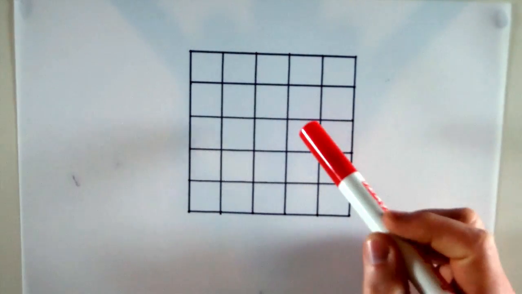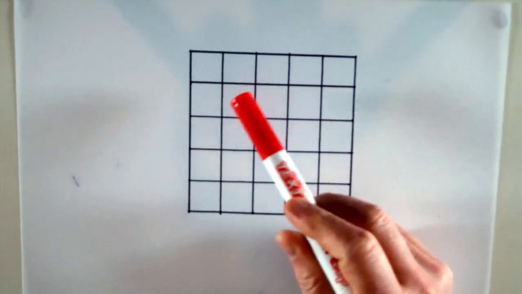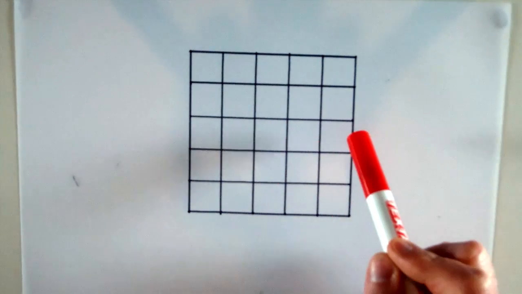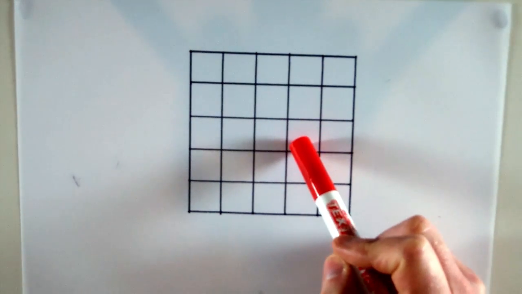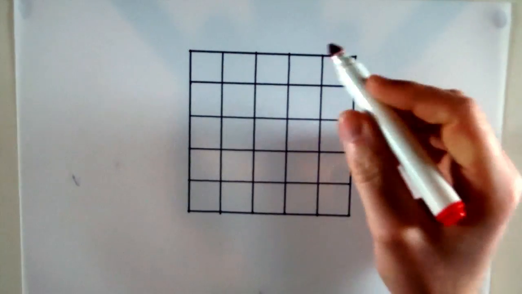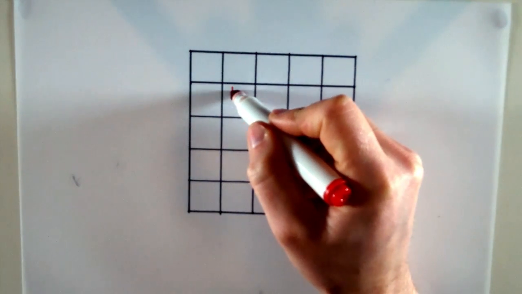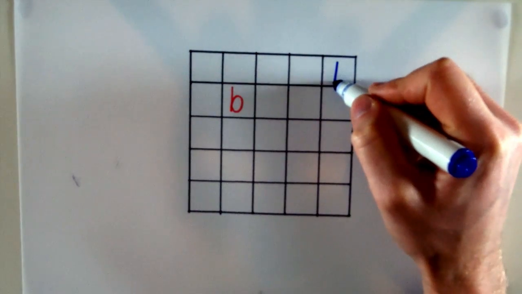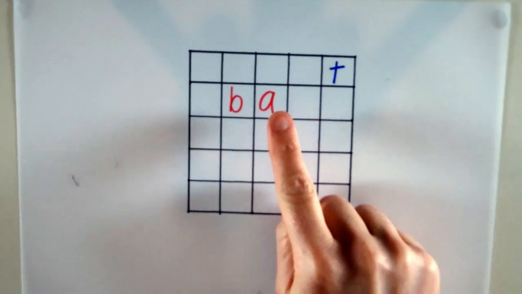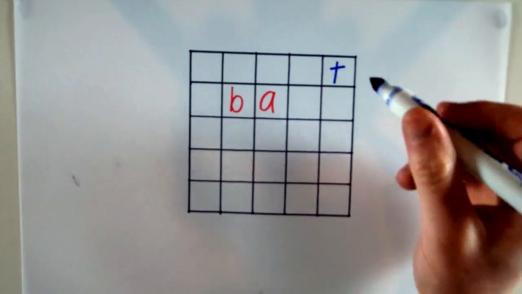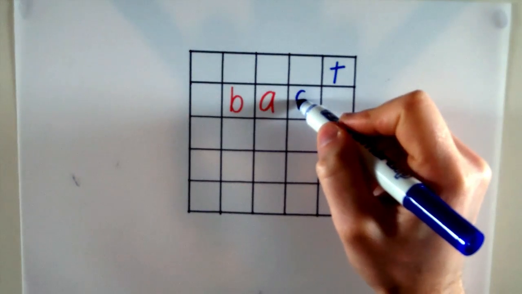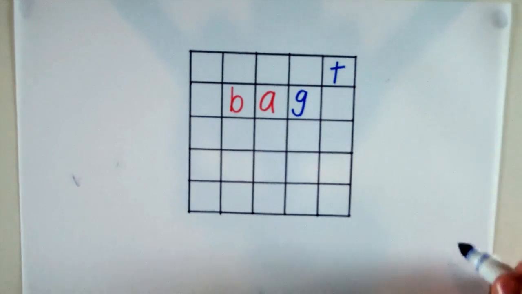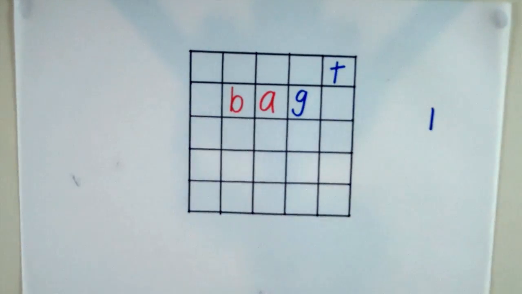Players take it in turns by putting a letter anywhere in the grid. And the aim of the game is to try and form words by putting in the final letter to create a word. So red's going to start with a B just here. Blue's going to write a T up the top corner. Now red's just written an A, and blue has noticed that if they put a G here, then they can spell the word B-A-G for bag. So blue can give themselves 1 point.